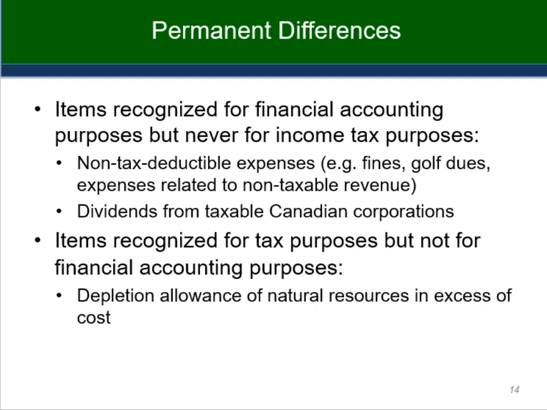Some examples of permanent differences here as well. Non-tax deductible expenses such as meals or fines or golf dues, country club dues, or other club expenses are non-taxable because we can't deduct them, but they are deductible for accounting purposes because they're cost of doing business. Something that's recognized for tax purposes but not for financial accounting purposes is the depletion allowance for the extraction of natural resources, which can be in excess of the amount of the cost of those assets for accounting purposes.